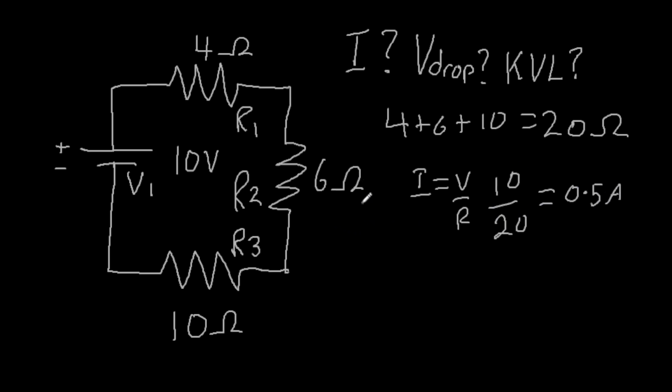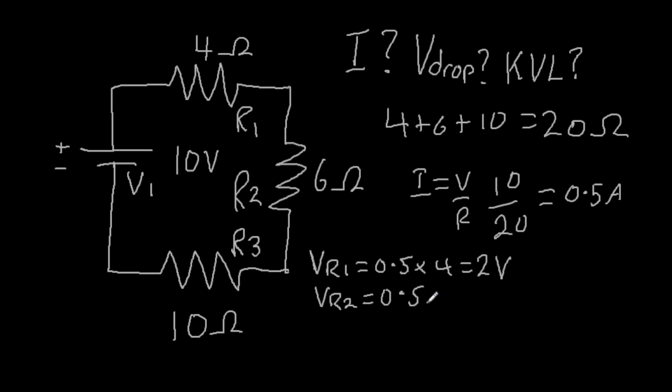So now we have the total current, we can find the voltage drop across R1, R2 and R3. So for VR1, it's 0.5 times 4 is 2 volt drop. VR2 is 0.5 times 6, that's a 3 volt drop. And for VR3, it's 0.5 times 10, that's a 5 volt drop.